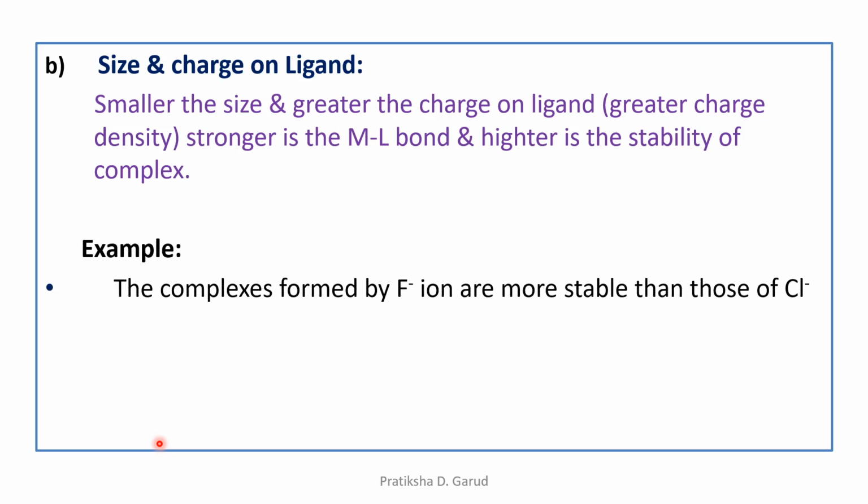Let's take an example. The complexes formed by F- ions are more stable than those of the Cl- ion. This is just related to this point. It depends upon the smaller size and greater charge on the ligands. Stronger is the M-L bond and higher is the stability of the complex.